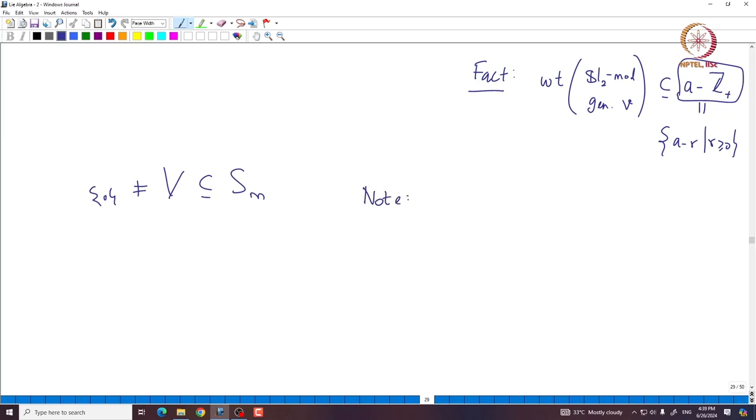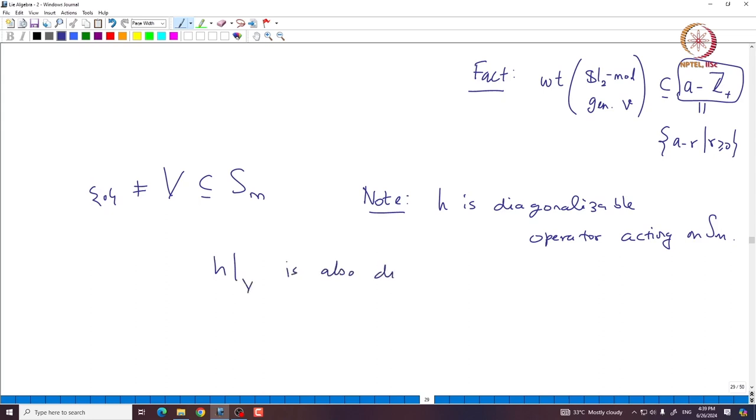Note that H is a diagonalizable operator acting on SM, because SM is a direct sum of these eigenspaces. Now, if you have any diagonalizable operator and restrict it to an invariant subspace, it will again be diagonalizable. So H restricted to V is also diagonalizable. In particular, V can be written as a direct sum of H eigenspaces. Indeed, this is a direct sum of weight vectors.